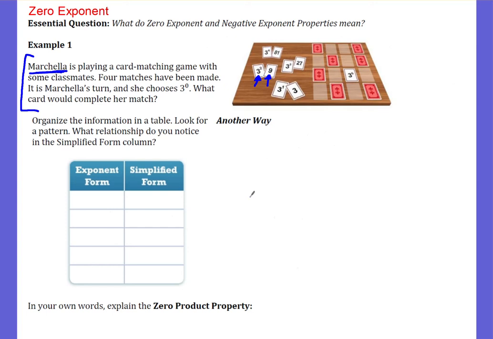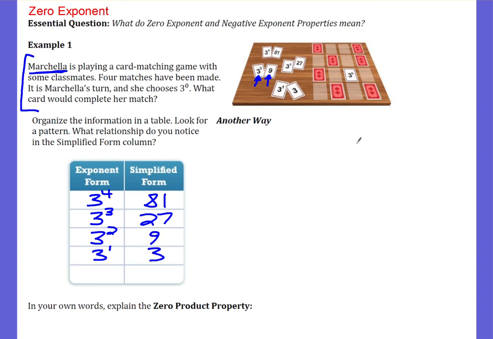So we'll start with our 3 to the 4th, and we know 3 to the 4th in exponential form. We could just simplify that down, multiply 3 by itself 4 times, and we would get 81. 3 cubed, she has matched that to 27. 3 squared, we've matched that to 9. 3 to the 1, that's essentially just writing 3 once, so that's just 3.